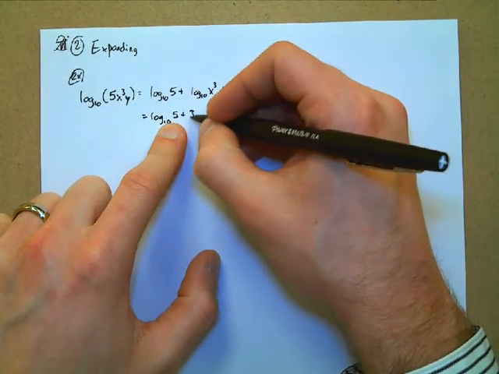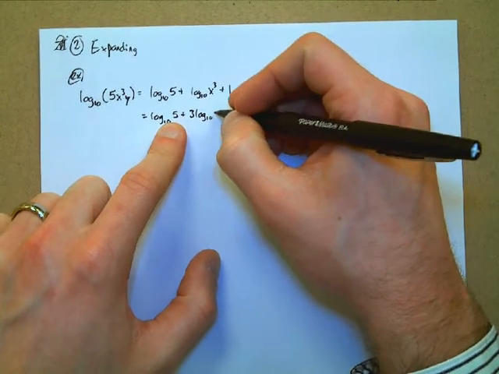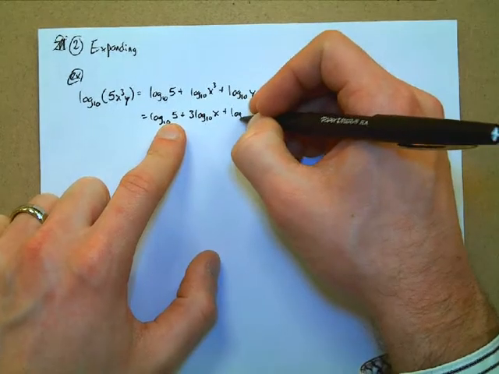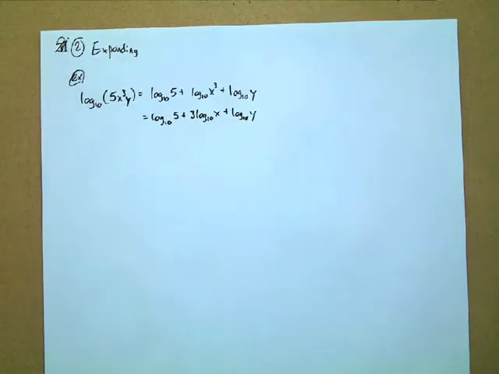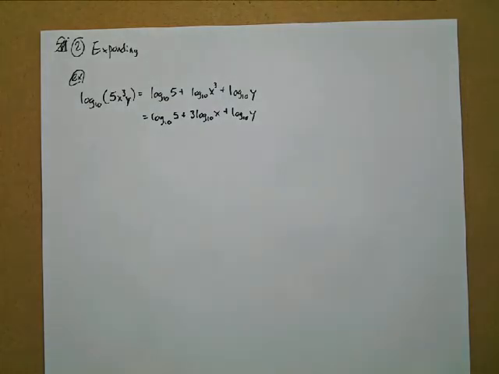That 10 and that 5, it's really tempting to try and simplify that. But 10 to what power would give us 5? There's no nice number there that we could use. So we just leave it: log base 10 of 5. Let's try another one here, and then I'll have you all try one.